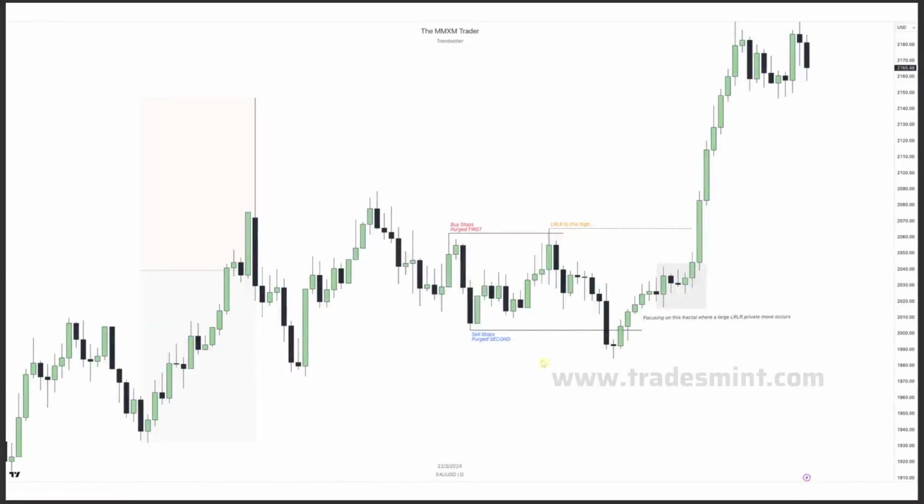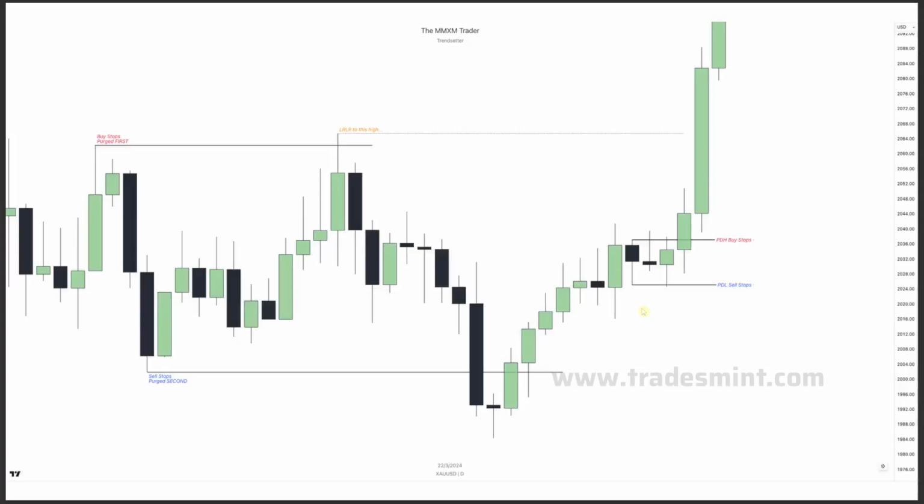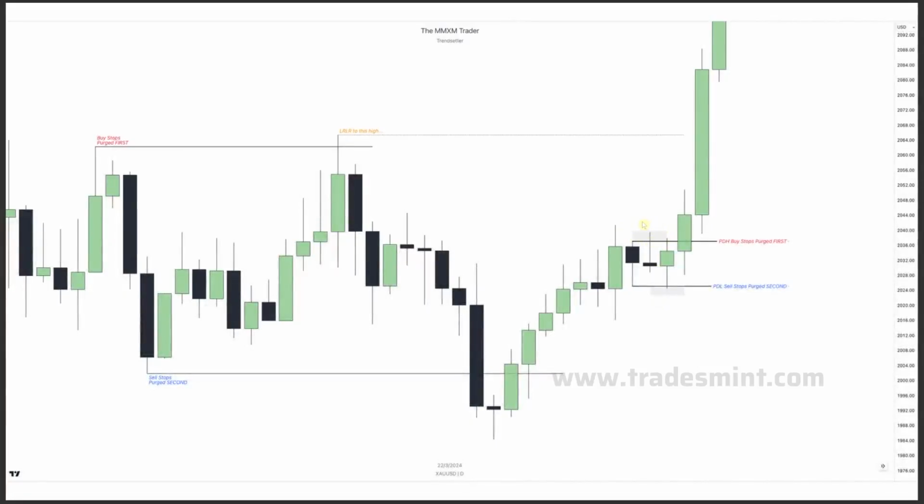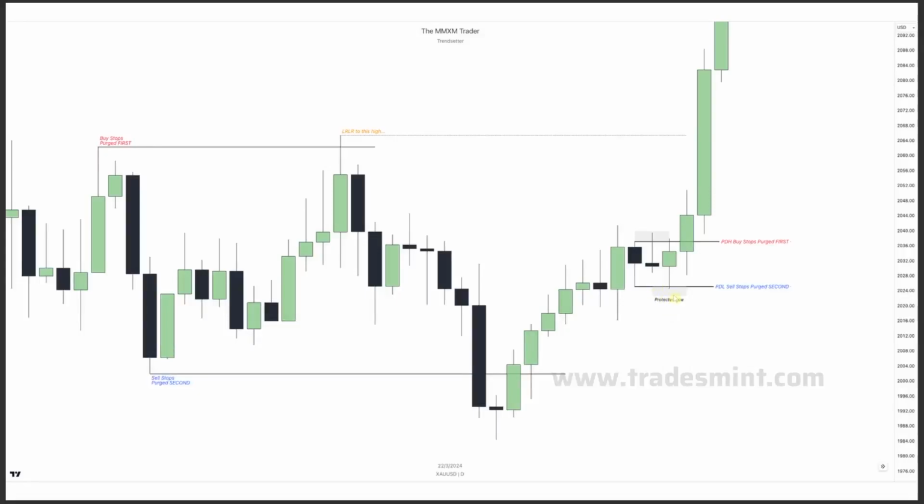Now, we're going to be focusing on this little fractal over here, where a large low resistance liquidity run occurs. And think about this high as a target in this whole range. And now we're going to zoom in on this piece of price action, which is a fractal range. So zooming in over here, we want to see those buy stops and sell stops taken out, the double purge. Now, why do we want to have that? We want to accumulate those buy stops above that old high and then pair them up with the sell stops below it, right?